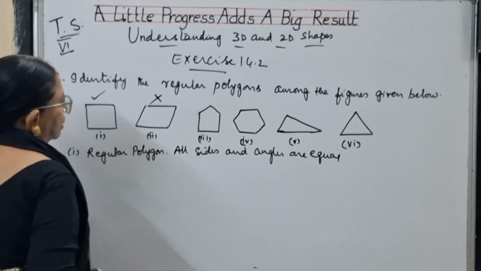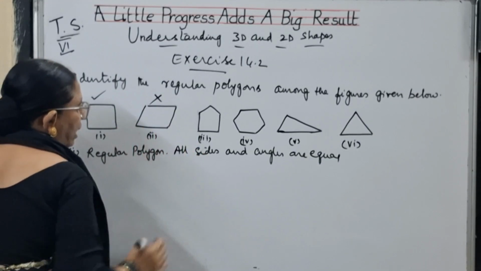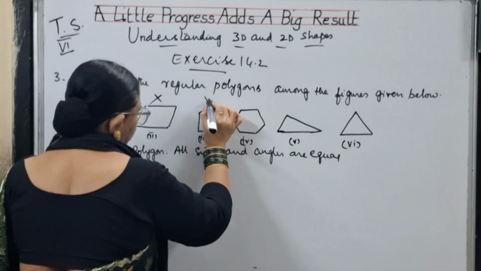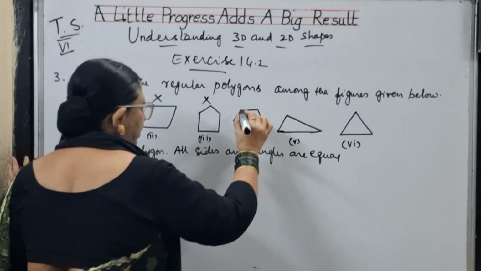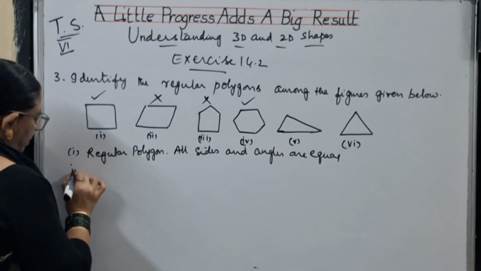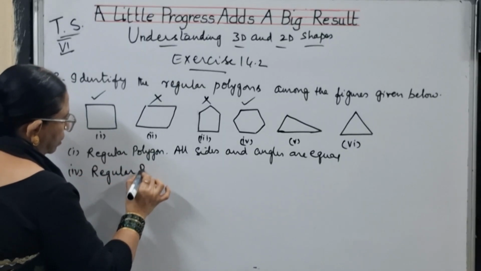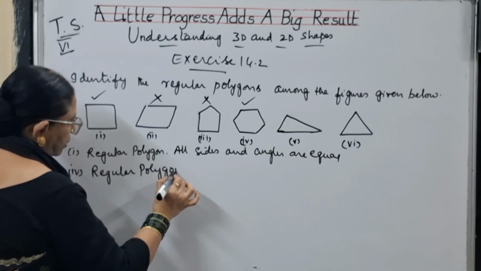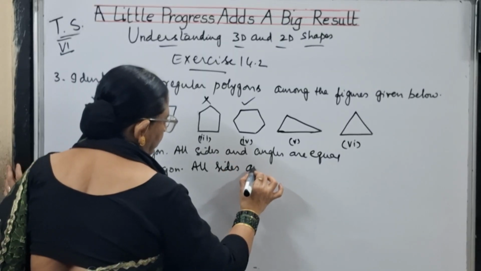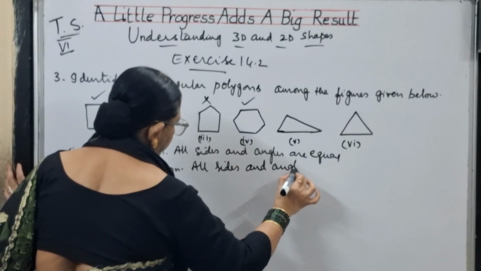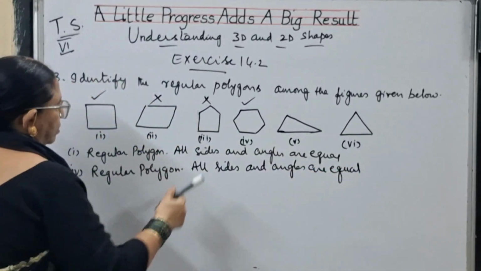Second one, it is not a regular polygon. Why? The sides will not be equal and also the angles will not be equal. And this third one is also not a regular polygon because the side measures and angles will not be equal. But this fourth one is a regular polygon. Why is it? The reason is the same. All sides and angles are equal.